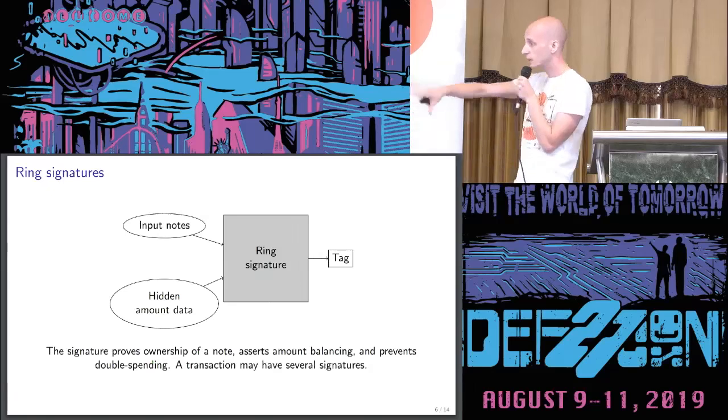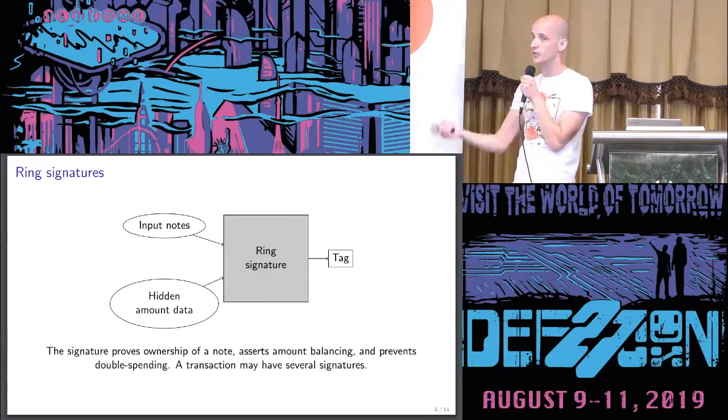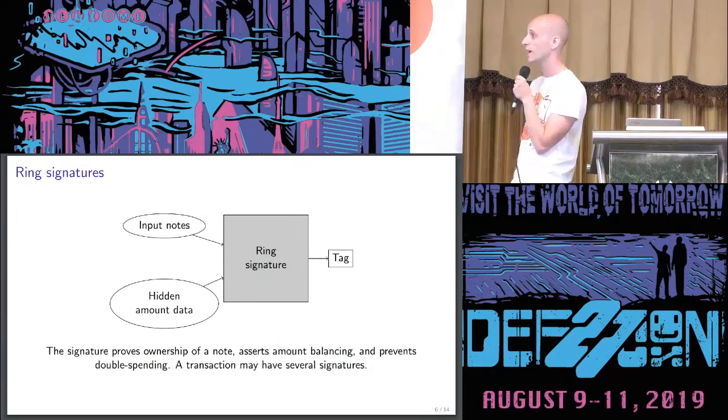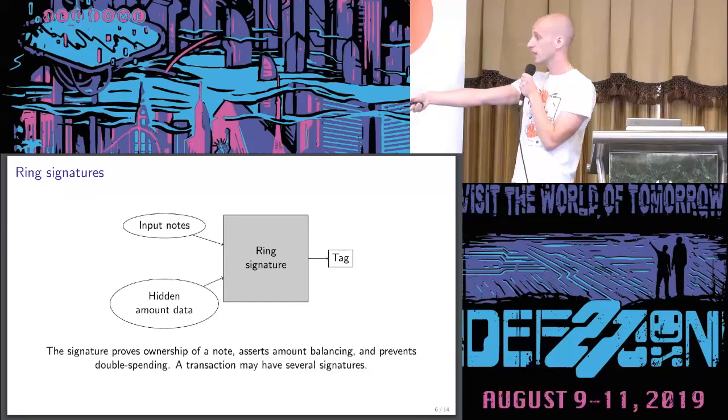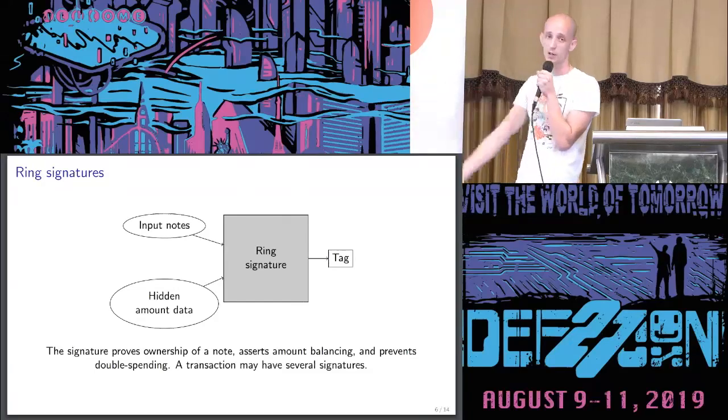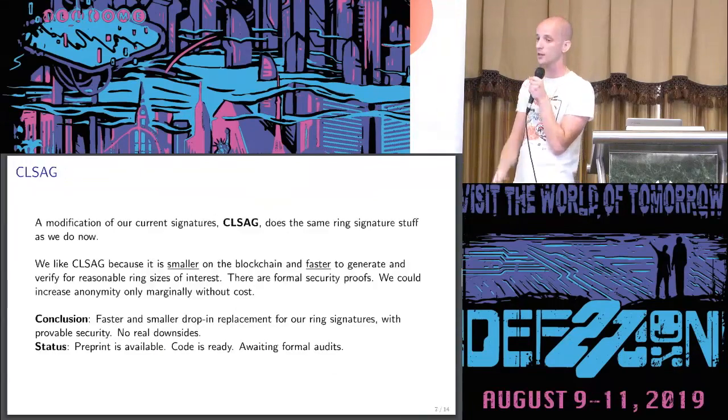So the whole signature operation has to prove that you own a note that you're spending. It has to assert that the transaction balances in a hidden way, and it must prevent double spending. And in our current case, a transaction may actually have several signatures if I'm spending several input notes. This is why the scaling gets pretty bad sometimes.